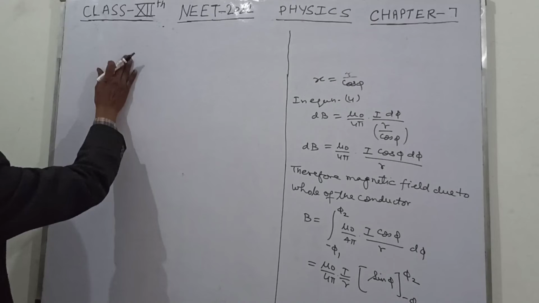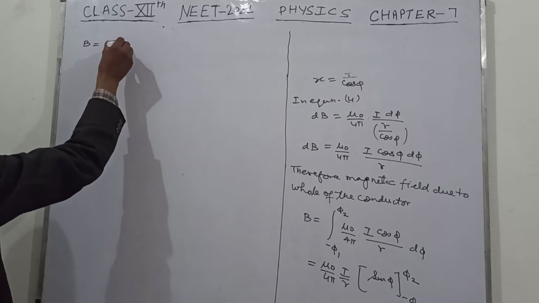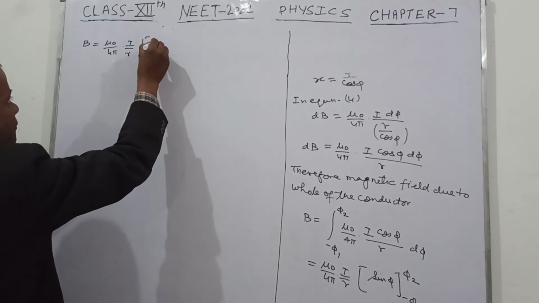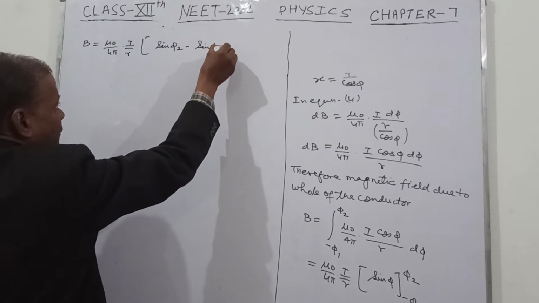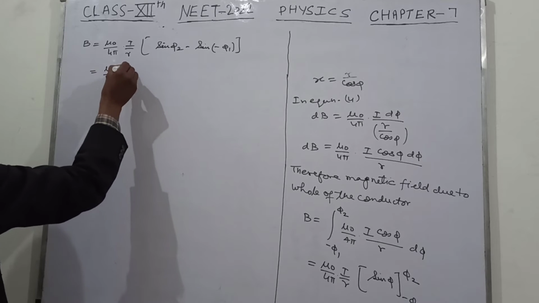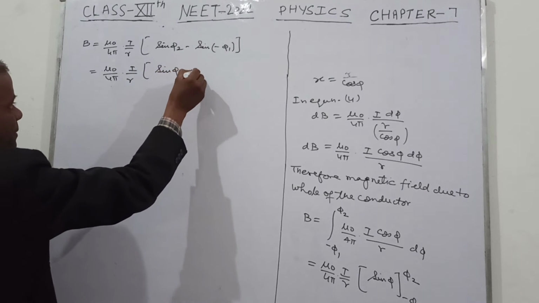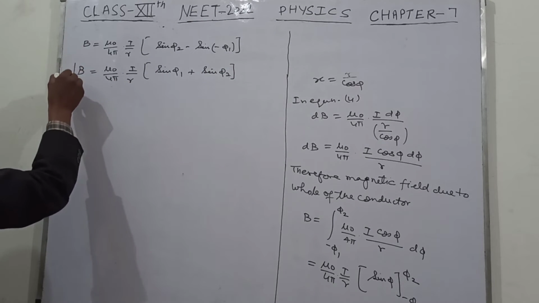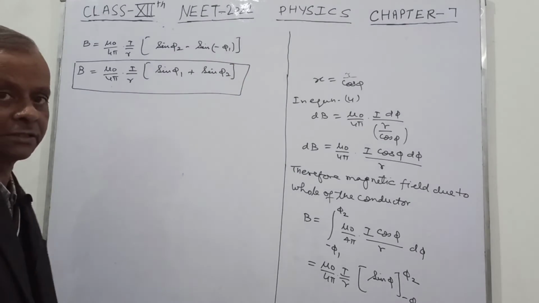So now this B is equal to mu naught upon 4 pi into I upon r. This is now sin phi 2 minus sin minus phi 1. So this is equal to mu naught upon 4 pi into I upon r, this is now your sin phi 1 plus sin phi 2. This is the formula that can be applied for any kind of the straight conductor.